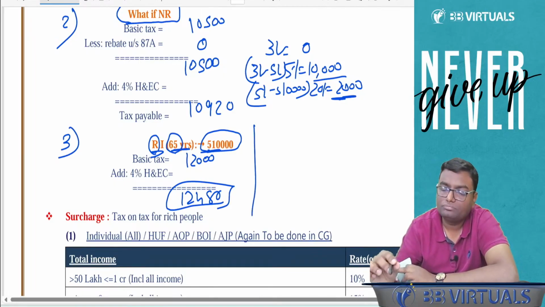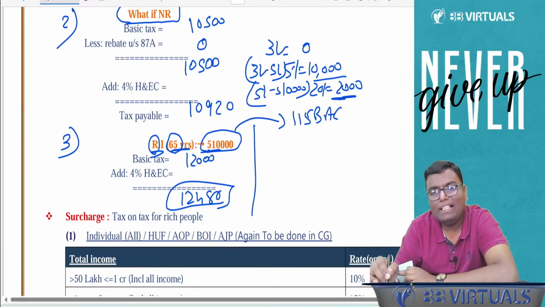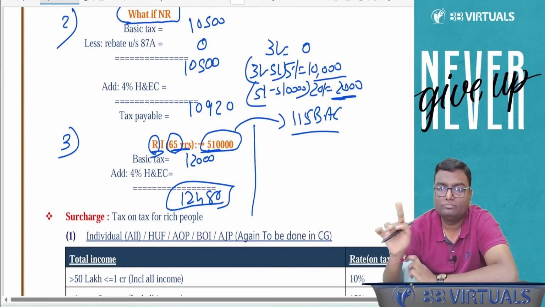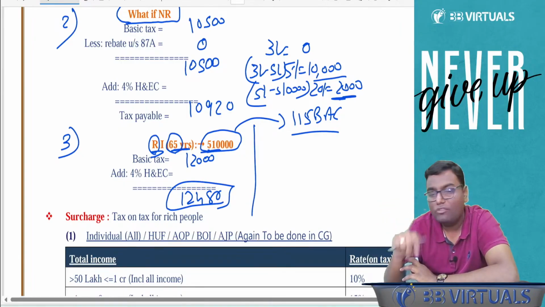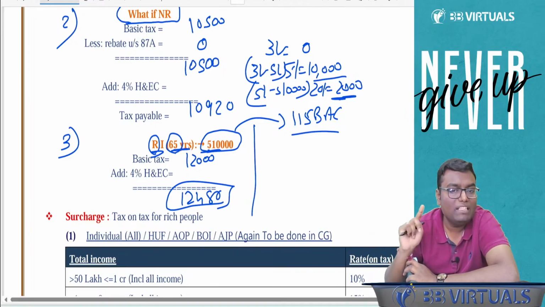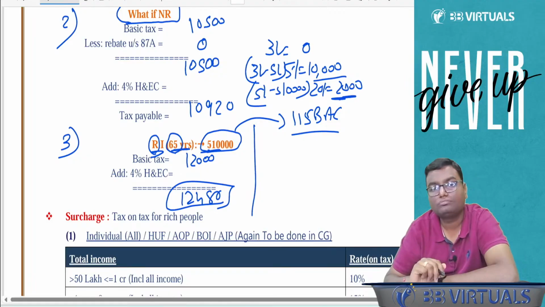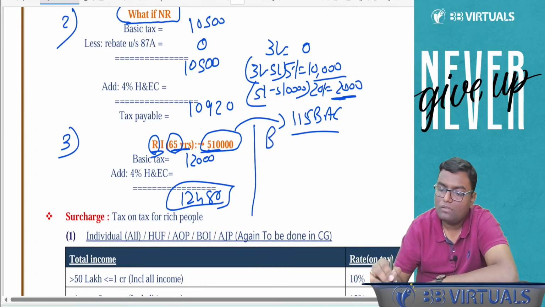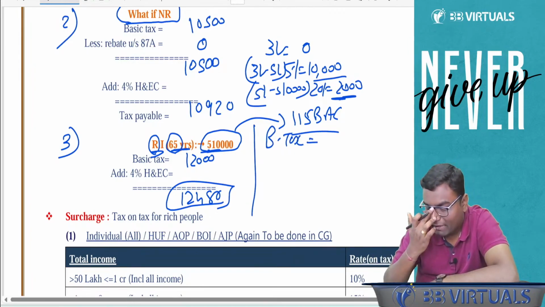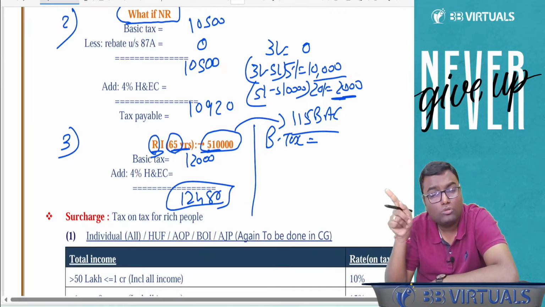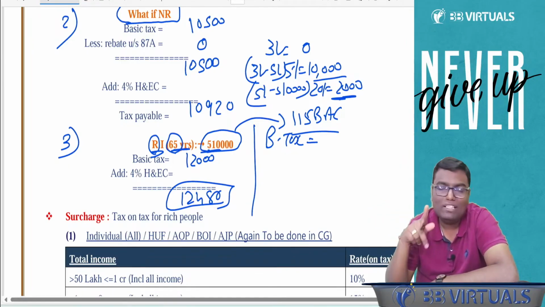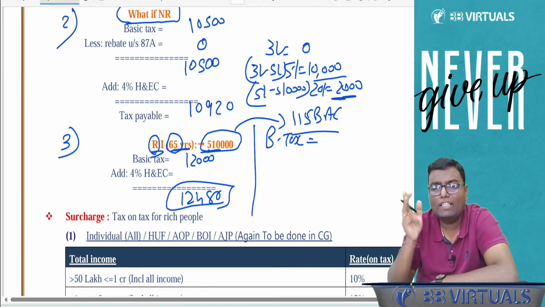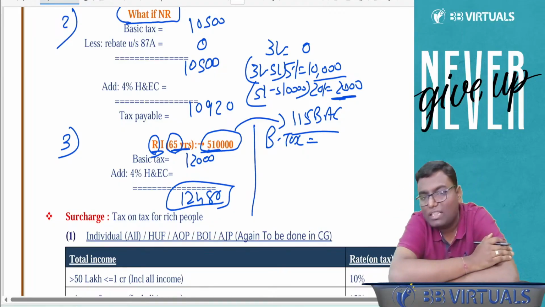Now, do one thing. Calculate tax payable of this person if he follows 115 BAC. And let us assume the total income remains the same. What will be the tax payable if this person follows 115 BAC? Tell me. First of all, we will calculate basic tax. Tell me basic tax. What are the slab rates over there? Up to 3 lakh 0 for all. 3 lakh to 7 lakh 5%, 7 lakh to 10 lakh 10%, 10 lakh to 12 lakh 15%, 12 lakh to 15 lakh 20%, above 15 lakh 30%.